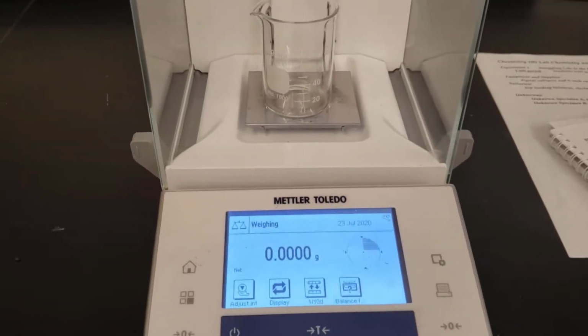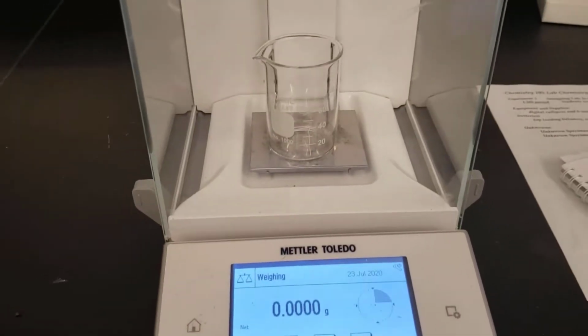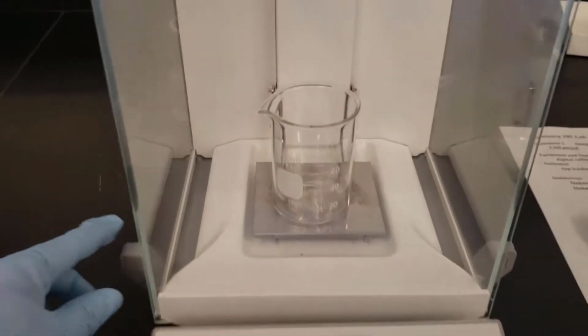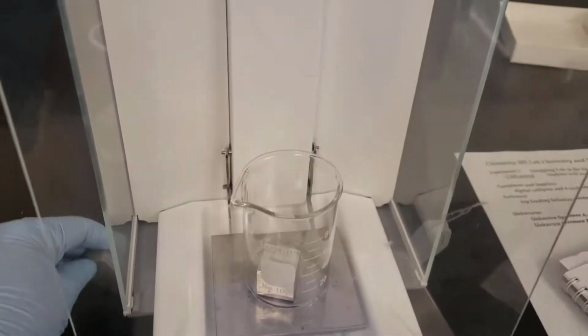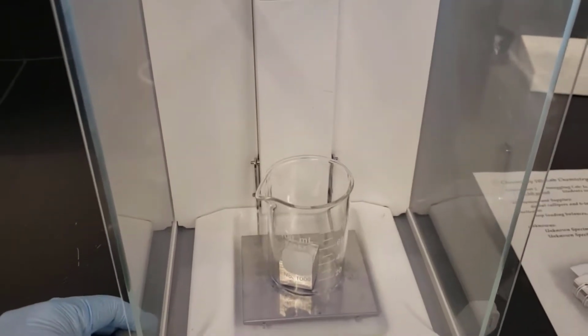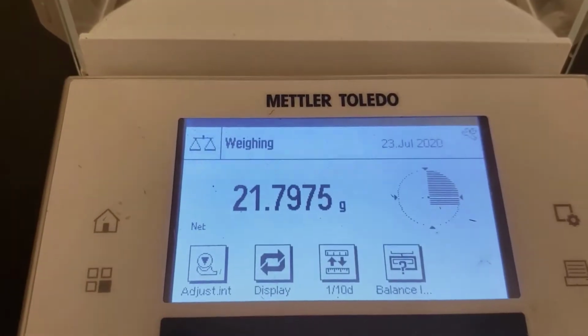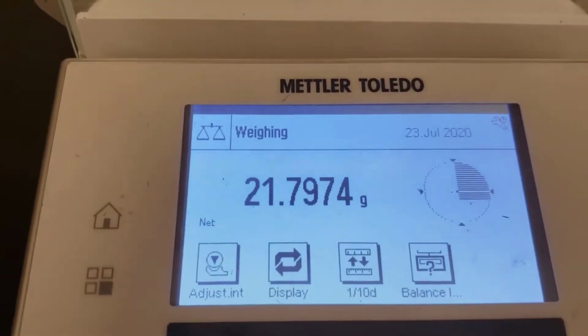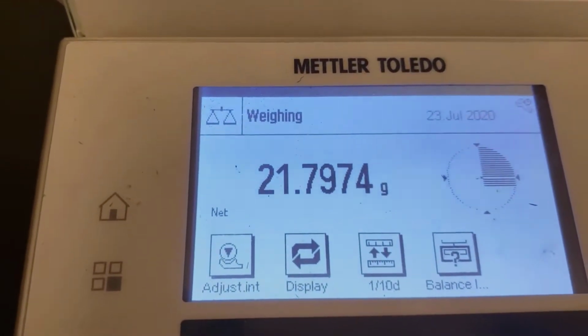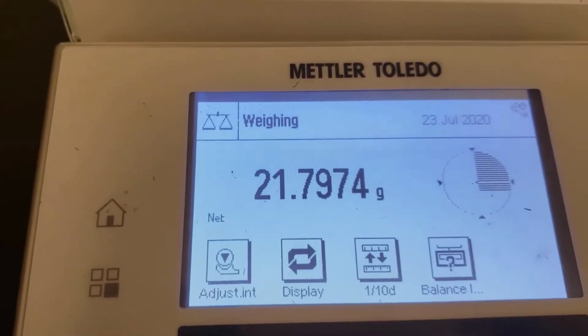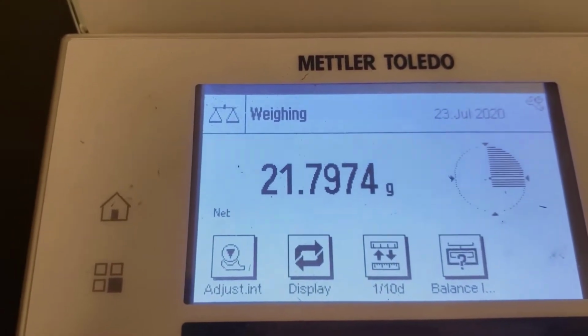Now we are in the lab again. I am about to take the mass of the cube using the analytical balance. The balance is very sensitive, so we need to close all the shutters completely. The mass is 21.7974 grams. Now we have recorded 6 significant figures for this mass measurement.